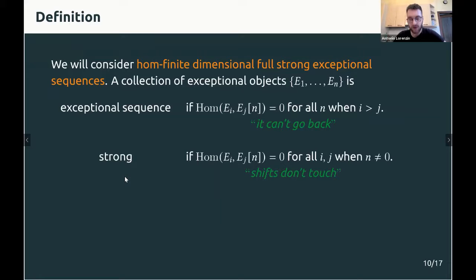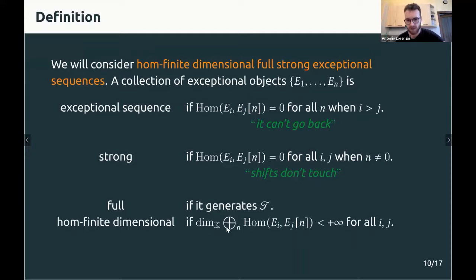The strongness requirement actually tells us that the shifts don't touch. So the idea is that whenever we consider a shift which is not the identity, we will have that these morphisms are 0 for every choice of i and j. The notion of full is if it generates T, and Hom-finite is a rather technical requirement, but the idea is that you want to work with finite dimensional vector spaces. So why are Hom-finite full strong exceptional sequences so interesting? Well, because they describe very well what the triangulated category is.